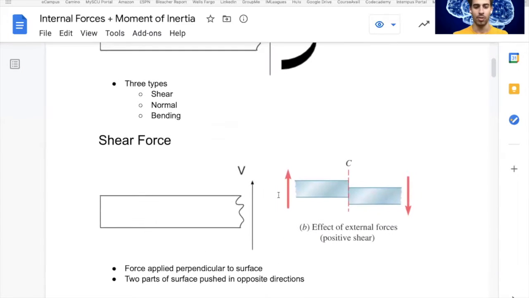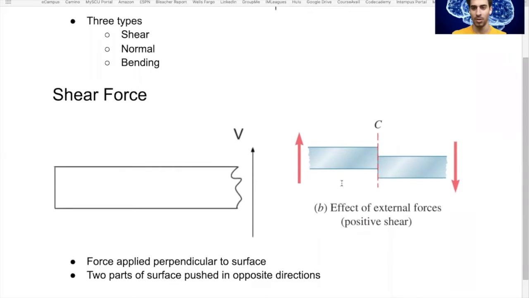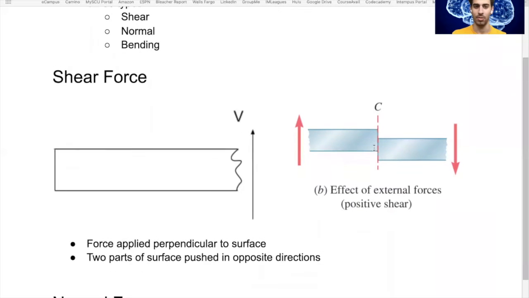So the shear force is the force that is applied perpendicular to the surface of a beam or any object in general. So this is just the shear force right here. And then here's kind of an example of what it technically does. It causes a given beam or surface to be pushed in opposite directions. Obviously you're never going to see a beam like this, but these are what the forces exerted on the inside are doing to it.